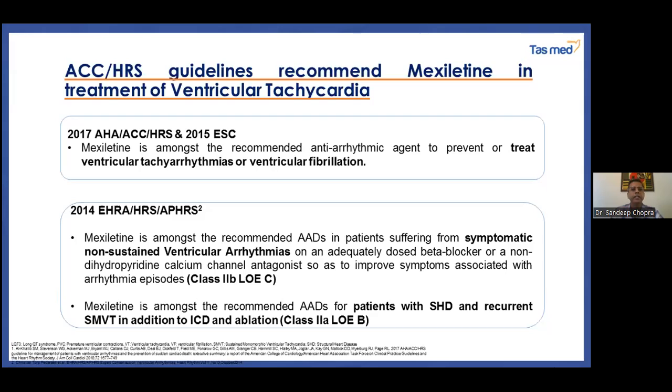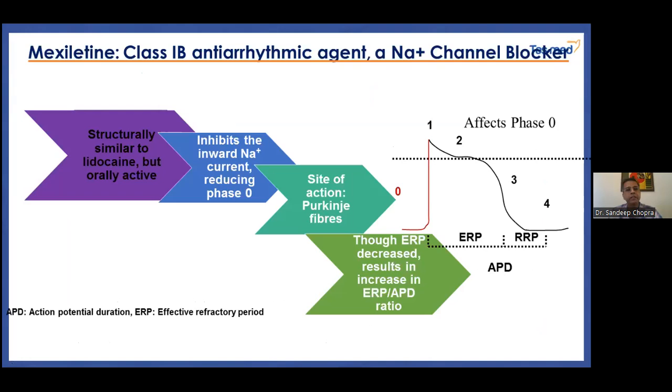So basically, the Heart Rhythm Society or the American College of Cardiology guidelines recommend Mexiletine in the treatment of VT. Mexiletine is amongst the recommended antiarrhythmic drugs to prevent or treat VT or VF, for patients with recurrent VT, or symptomatic non-sustained VT on adequately dosed beta blockers or a non-dihydropyridine calcium channel blocker, so as to improve symptoms associated with arrhythmia. We see a lot of patients who come with Holters. They have small runs of VT, even when they are not symptomatic. You can start Mexiletine for such patients.